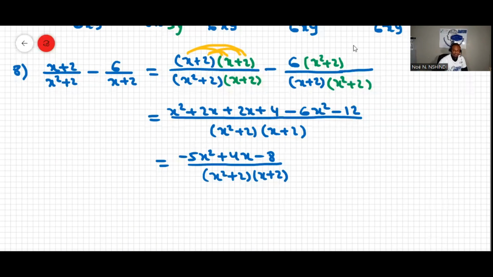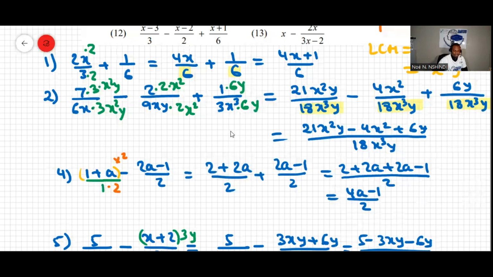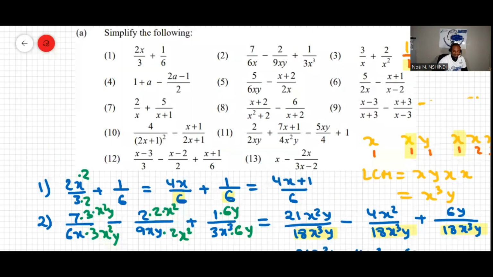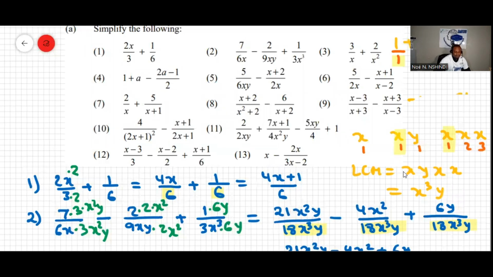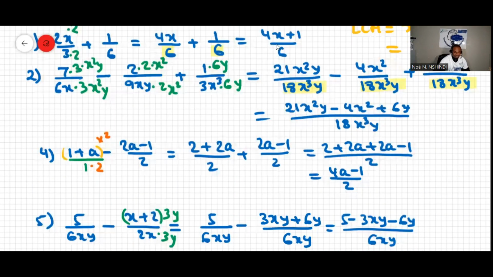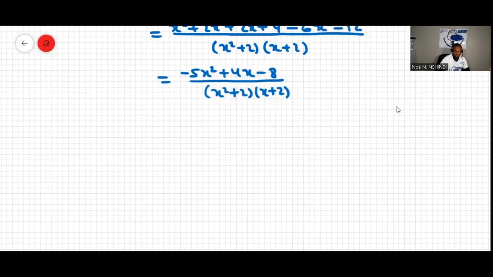Now let's see what else we can do here. Let's do question 9. Question 9 was x minus 3 over x plus 3 minus x plus 3 over x minus 3.